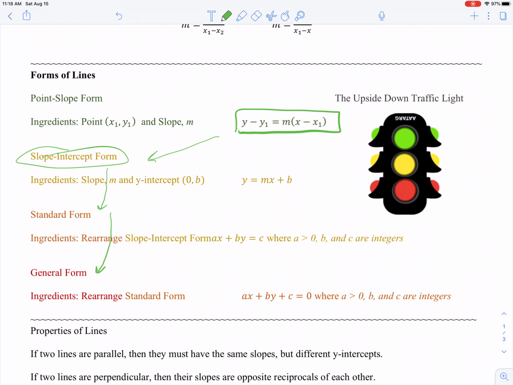So again, I'm guessing you're really comfortable with y equals mx plus b. We'll get a little bit more comfortable with this formula today. And then standard form, ax plus by equals c. The a value, the number out in front, has to be greater than 0.